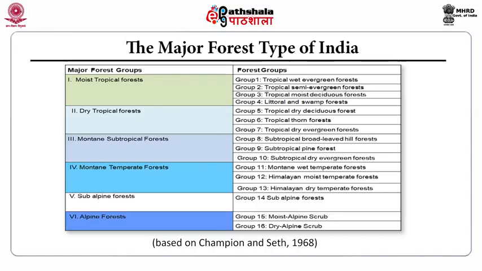dry evergreen forests, group 11 mountain wet temperate forests, group 12 is Himalayan moist temperate forest, group 13 Himalayan dry temperate forest, group 14 the subalpine forest, group 15 the moist alpine scrub, and group 16 is the dry alpine scrub. So, this classification of the forest types is based on Champion and Seth 1968.